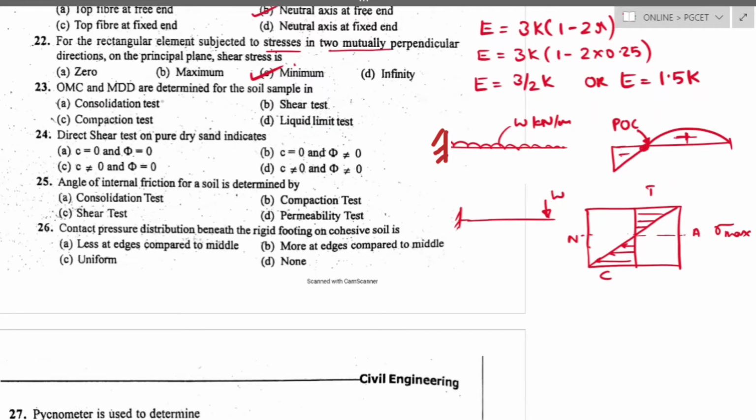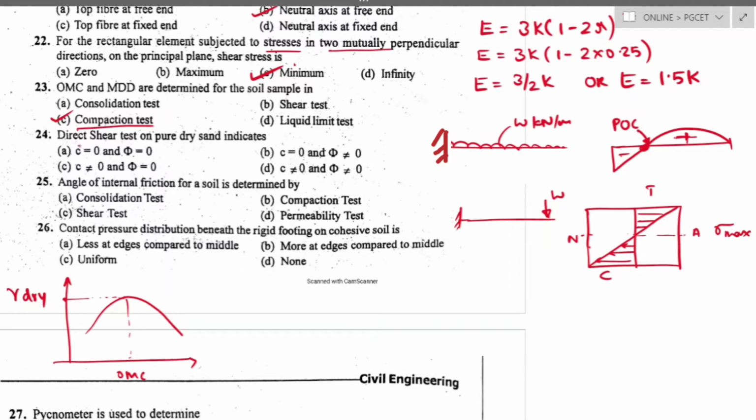Optimum moisture content and maximum dry density are determined for the soil sample in compaction test. Option C is the right answer. In the compaction test, the relation between the optimum moisture content and maximum dry density is given by the graph like this. For a particular optimum moisture content, we obtain the corresponding maximum dry density. Optimum moisture content is the moisture content at which the soil allows the maximum dry density. So option C is the right answer.